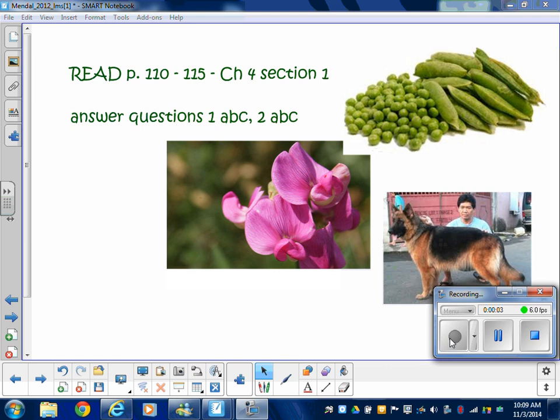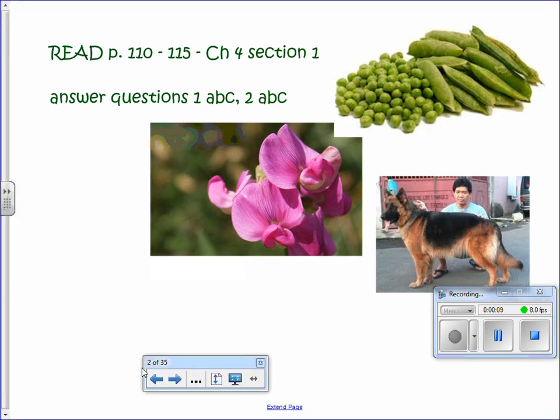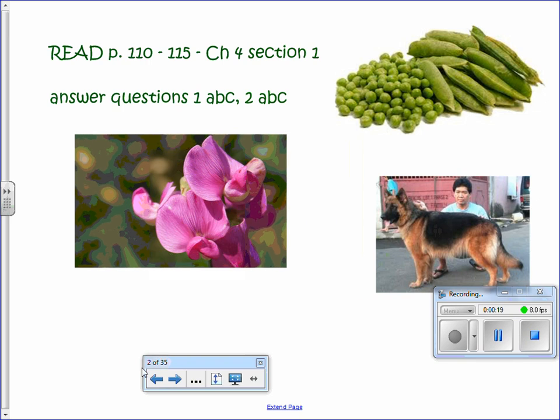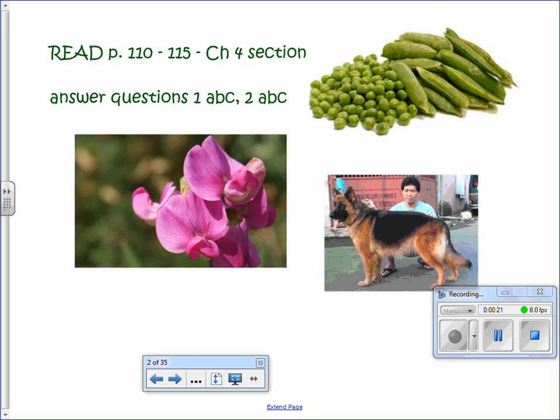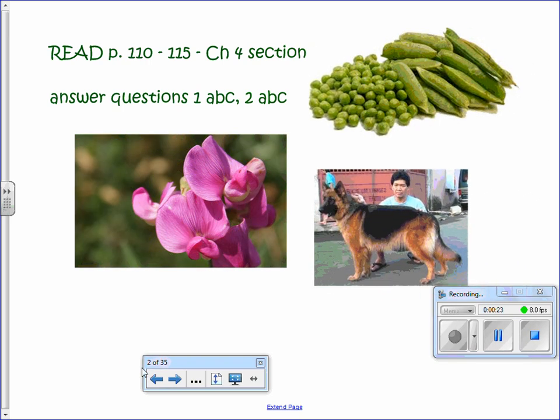This week's topic is heredity and Gregor Mendel. And today we start the flipped 5, which means that each day we will have a quick 5-minute lesson to help you study in small chunks. So today you did questions 1 ABC, 2 ABC in the textbook. What we're going to talk about today kind of overlaps with that, but doesn't exactly follow it.